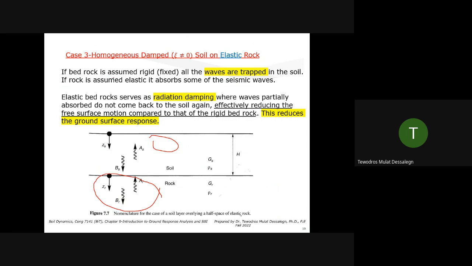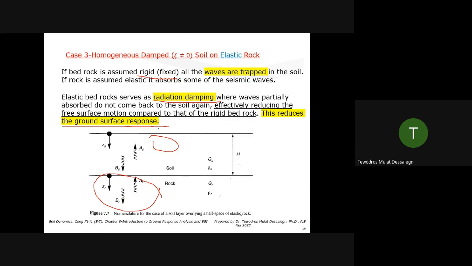If bedrock is assumed rigid or fixed, all the waves are trapped in the soil. If rock is assumed elastic, it absorbs some of the seismic waves. Elastic bedrock serves as a radiation damping, where waves partially absorbed do not come back at the soil again, effectively reducing the free surface motion compared to that of the rigid bedrock. This reduces the ground surface response. So let's see if this helps.